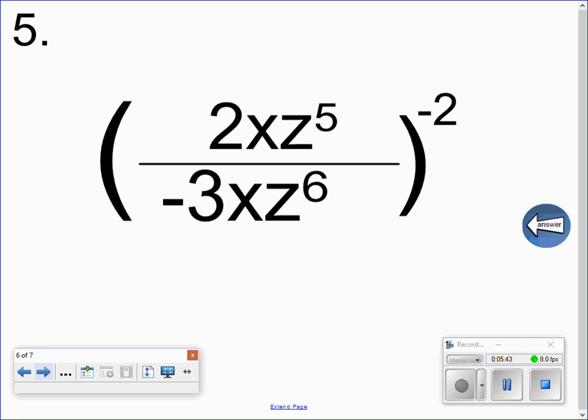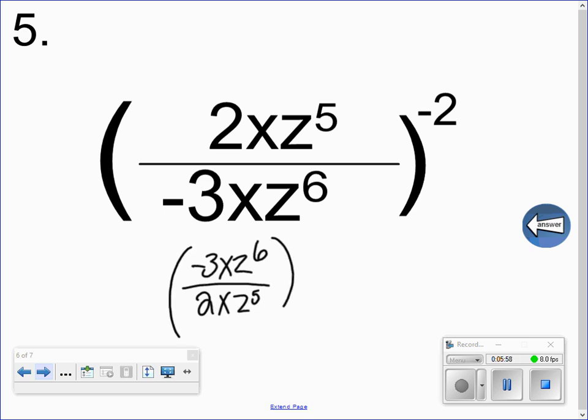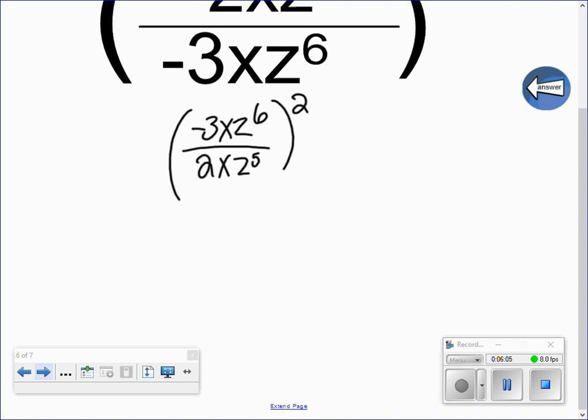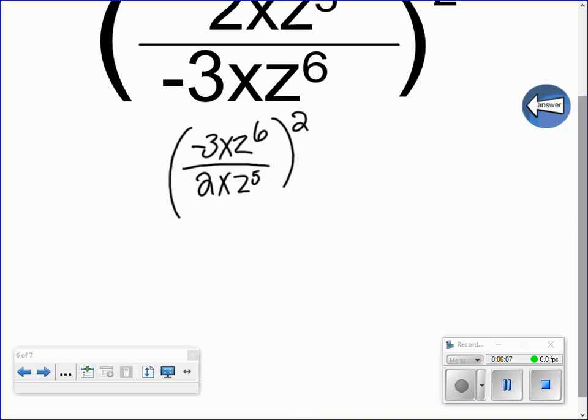So instead of 2xz to the 5th over negative 3z to the 6th, the reciprocal would be negative 3xz to the 6th over 2xz to the 5th, and let's now make this exponent positive because we're taking the reciprocal. Okay, now that we have a quotient being raised to the power, we're going to distribute it to the top and to the bottom.